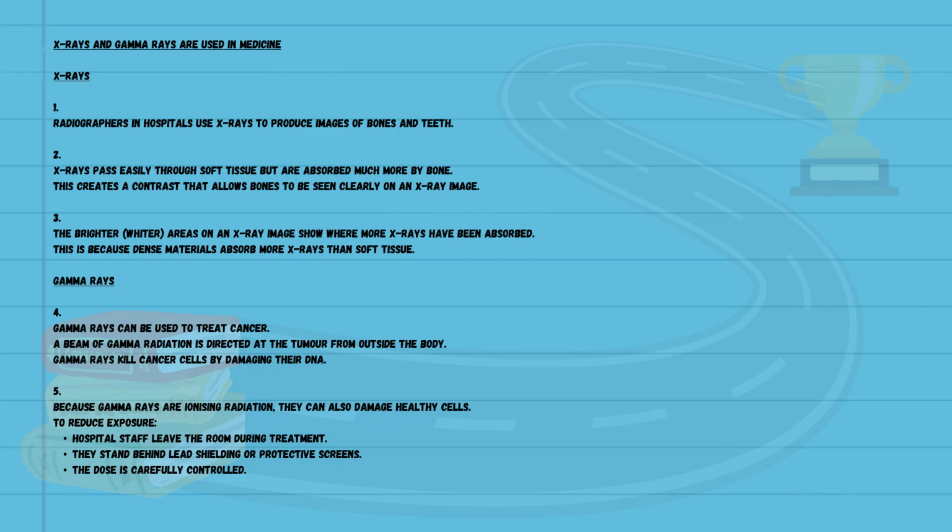A beam of gamma radiation is directed at the tumor from outside the body. Gamma rays kill cancer cells by damaging their DNA. Because gamma rays are ionizing radiation, they can also damage healthy cells. To reduce exposure, hospital staff leave the room during the treatment. They stand behind lead shielding or protective screens, and the dose is carefully controlled.